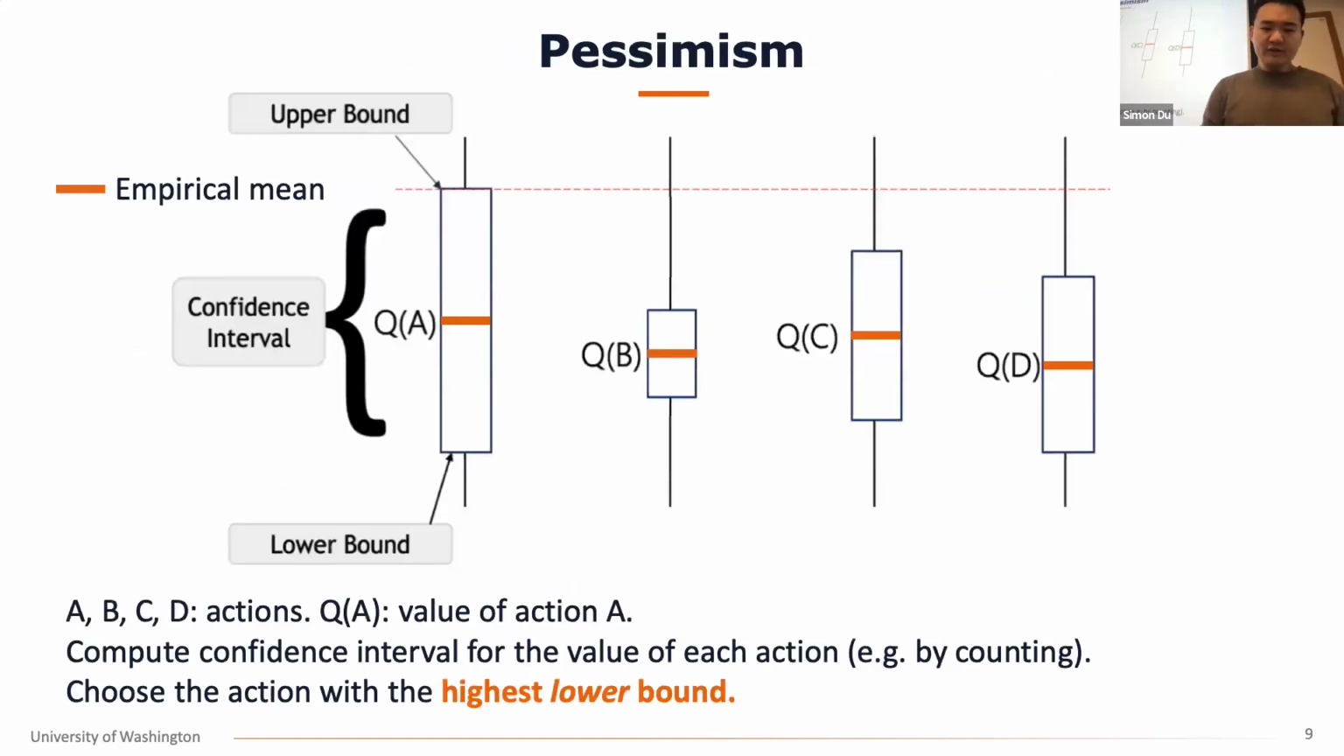Let me briefly introduce what pessimism is. Here's a very simple setting. Let's say we just have 4 actions. You can think of it as a bandit problem, where each one has its own value. We have the offline data, and we have our estimation for the mean of each of the actions. QA, QB, QC, QD are our estimations of the mean.